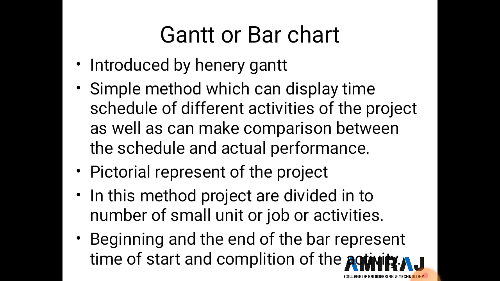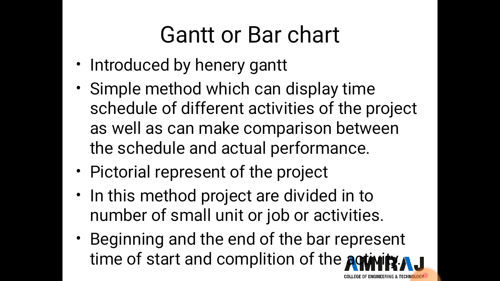Here the bar chart was introduced by Henry Gantt in 1900 AD, and it is the simplest method which can display the time schedule of different activities of the project, as well as make a comparison between the schedule and the actual performance. The bar chart is a pictorial representation of the project on a two coordinate axis. In this method the project is divided into a number of small units, like activities or jobs, which are shown on one axis by horizontal narrow strips called bars.